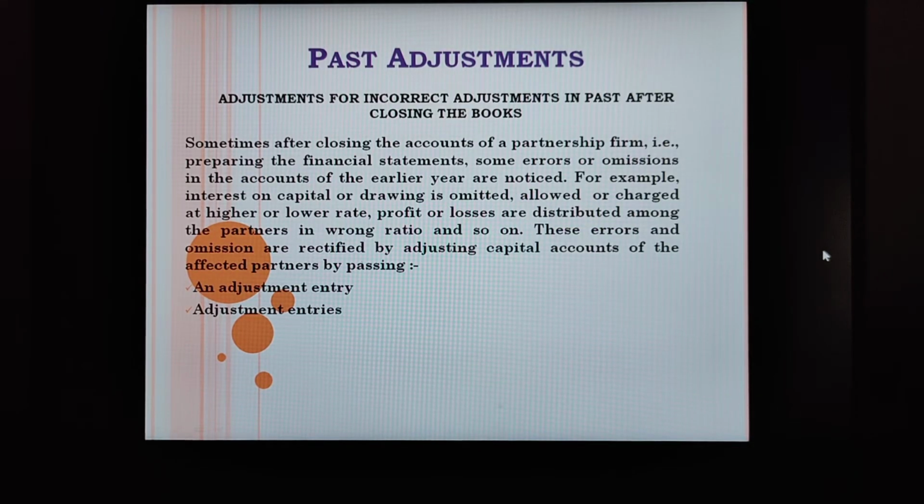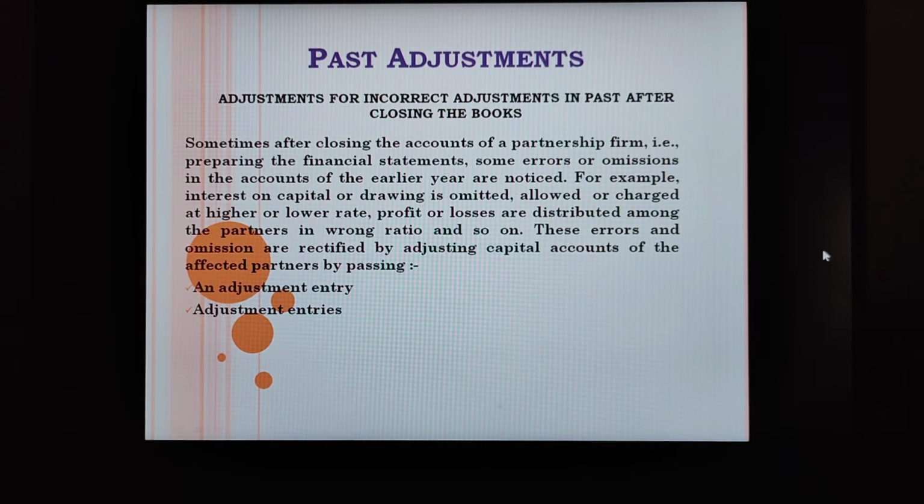Now class, past adjustment, we have to understand exactly what happened here and how these things are to be made error free and to change or to adjust the account. Now what happened, like interest on capital or drawing is omitted, allowed or charged at higher or lower rate, profit or loss are distributed among the partners in wrong ratio, and so on.